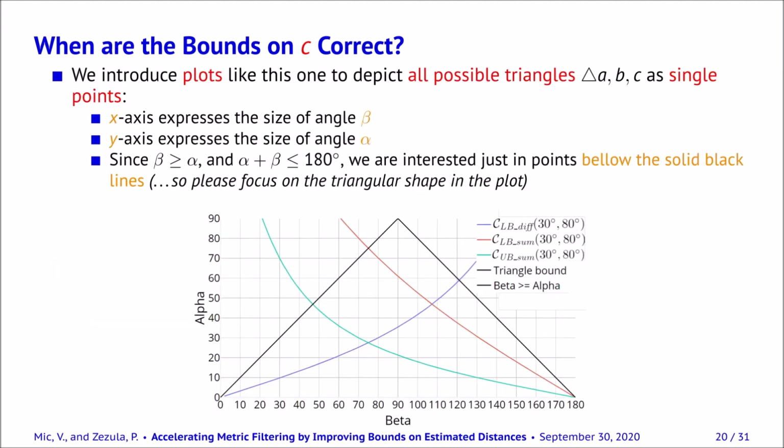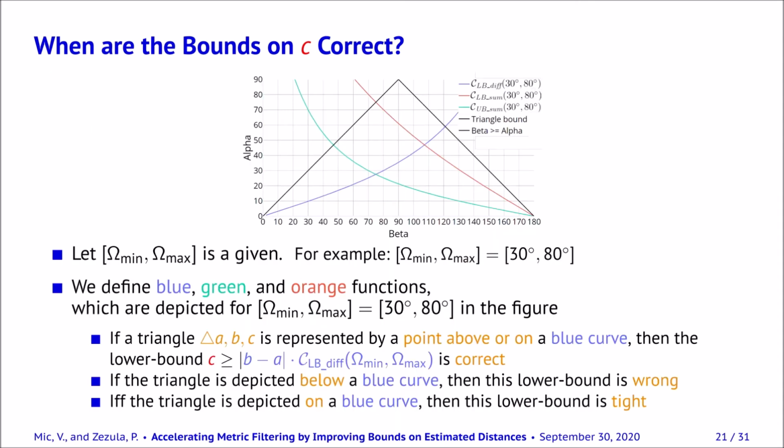To visualize the decomposition of triangles ABC, we introduce plots like this one to depict all possible triangles as single points. Here the x-axis depicts the angle beta, the y-axis depicts the angle alpha, and black lines limit the area of triangles, since beta is bigger or equal to alpha, and the sum of alpha and beta is at most 180 degrees. Therefore, please focus on the triangular shape in the plot. Let's assume that angles limitation omega min and omega max is given, for instance as 30 and 80 degrees. We derive the blue, green and orange functions that are depicted in the plot, and their semantics is as follows.